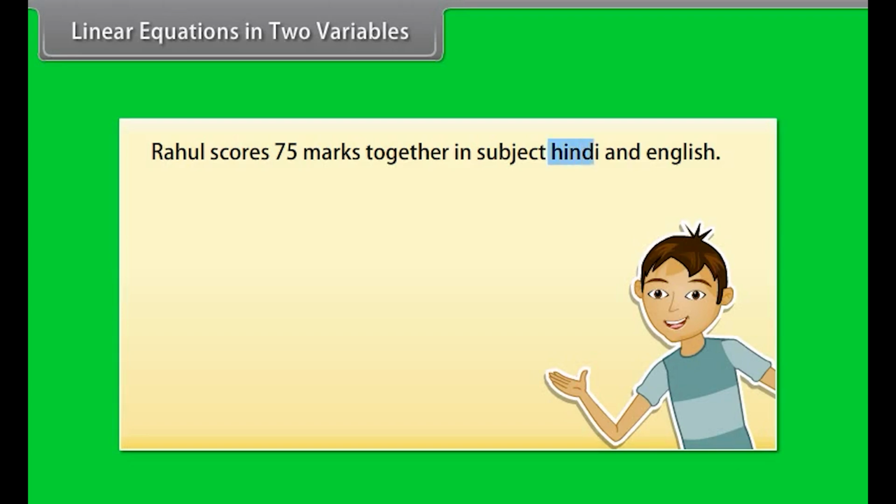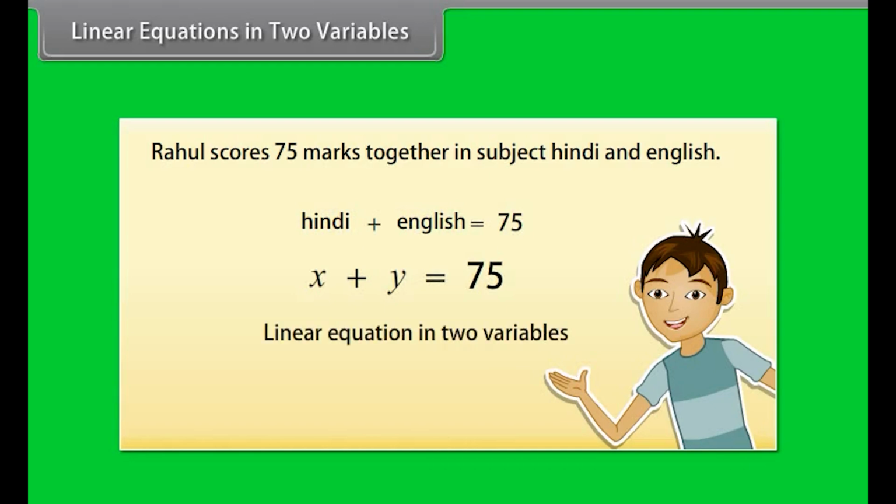Here you can see that the marks of neither of the subjects are known, that is, there are two unknown quantities. Let us use x and y to denote them. So, the marks scored in Hindi is x and the marks scored in English is y. So, x plus y is equal to 75 is the required equation. This is an example of linear equation in two variables.